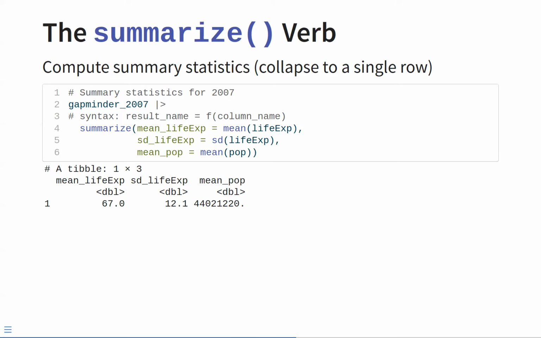So as you can see here, we now have a tibble with only a single row, and it tells us the mean life expectancy in 2007 was 67 years, with a standard deviation of 12, and the mean population was around 4 million across all the countries in this data set.